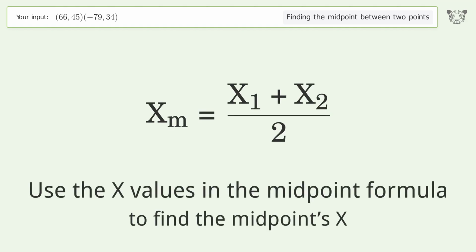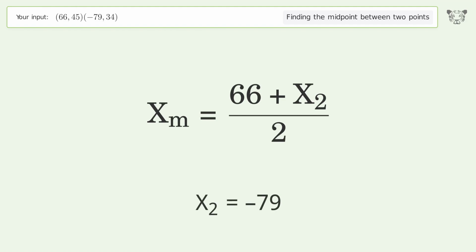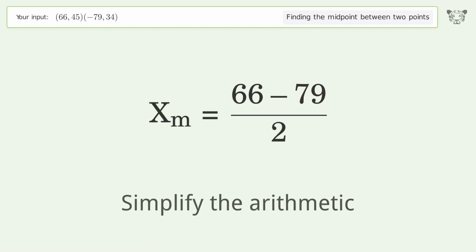Use the x values in the midpoint formula to find the midpoint's x. x1 equals 66. x2 equals -79. Simplify the arithmetic.